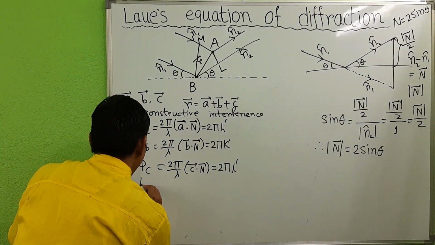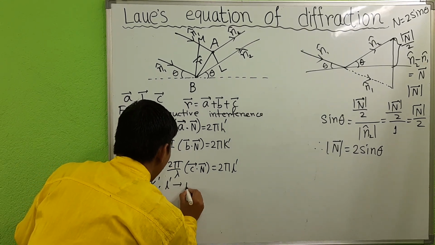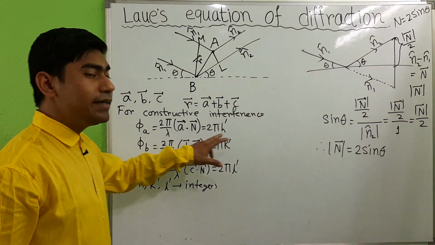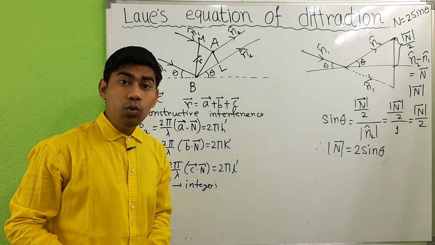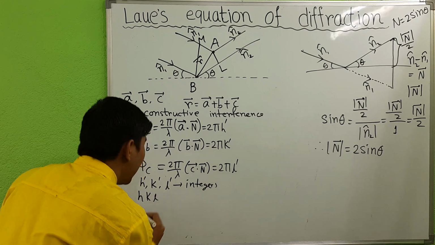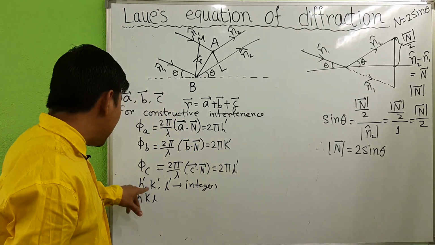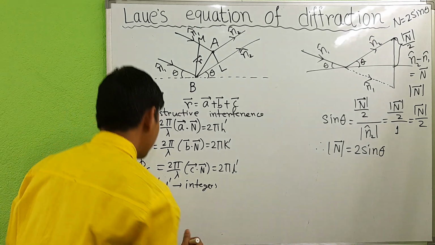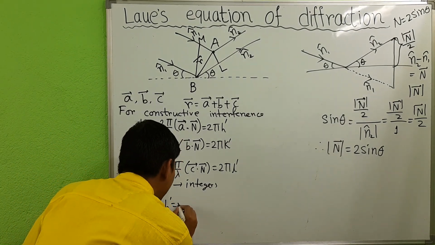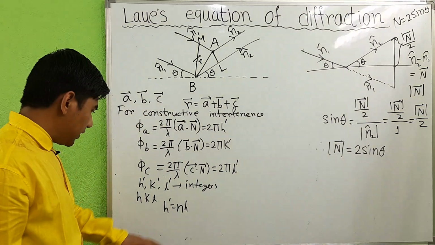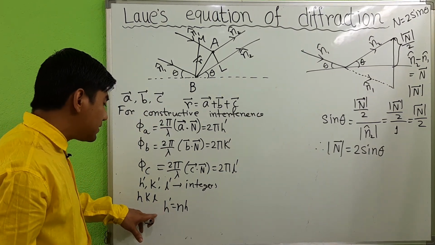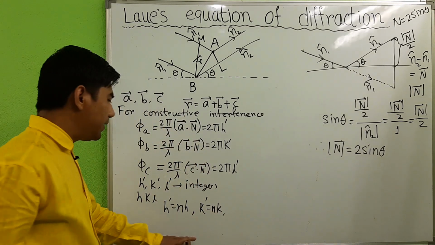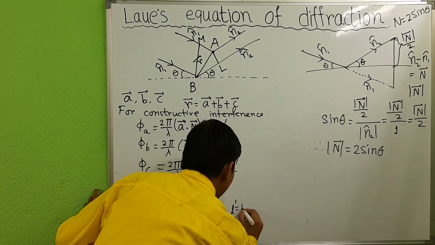Here h prime, k prime, L prime are integers. So for constructive interference, phi A is this, phi B is this, and phi C is this. Now if h, k, L are Miller indices, then h prime, k prime, L prime can be written in terms of h, k, L. h prime is equal to an integer n into h. Similarly, k prime can be written as n into k, and L prime can be written as an integer n into L.